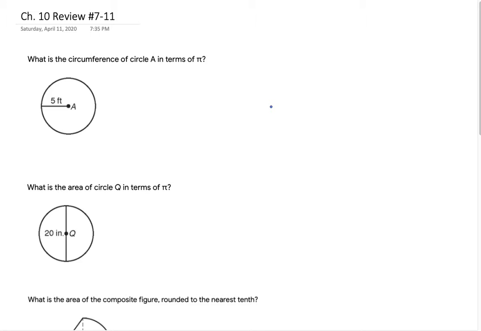This next one, which I believe is like the 7th one on the quiz, says, what is the circumference of circle A in terms of pi? Okay, well, we know the radius, and we're looking for circumference. Circumference is diameter times pi, so my diameter must be 10, so that's my answer, 10 pi.